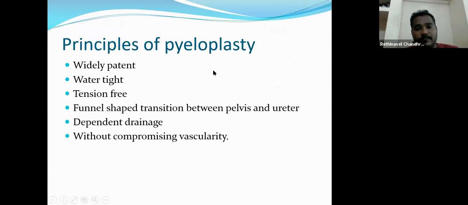So what are the principles of pyeloplasty? This is also important. While doing pyeloplasty, there are some five important principles. The suture should be watertight, so there is no leak. It should also be tension free, without compromising the vascularity, and with funnel-shaped drainage. These are all the principles of pyeloplasty.